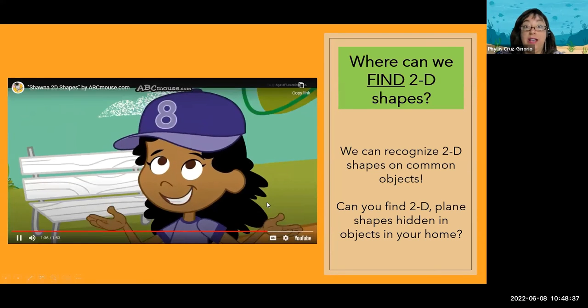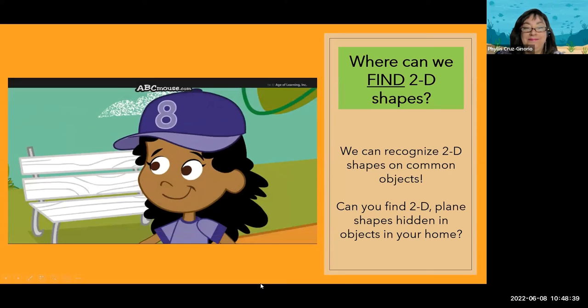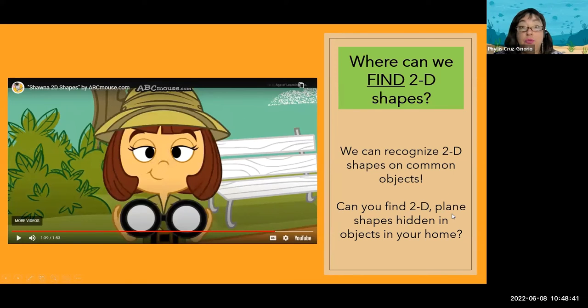That's nice and closed up. All right. That's awesome. Come on. All right, so we can hunt for and find 2D flat shapes in everyday objects. And I'm looking around my home right now. Can you find something that's in the shape of a rectangle?